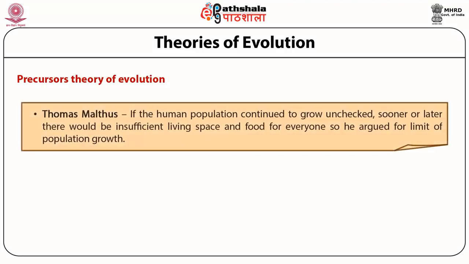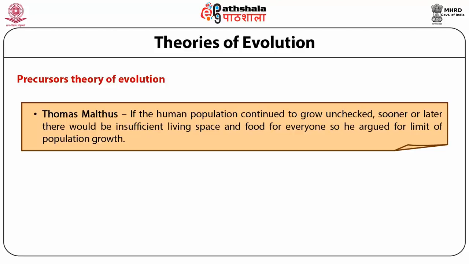Next, we have Thomas Malthus. He stated that if the human population continued to grow unchecked, sooner or later there would be insufficient living space and food for everyone, and he argued for limiting population growth.